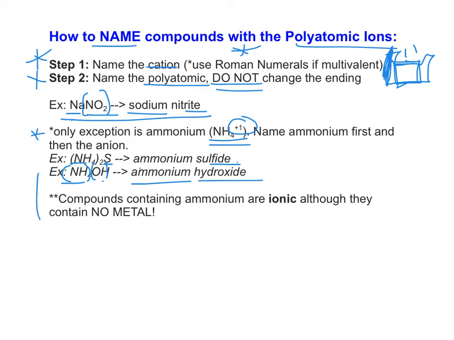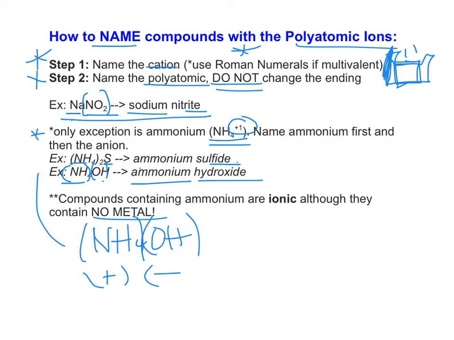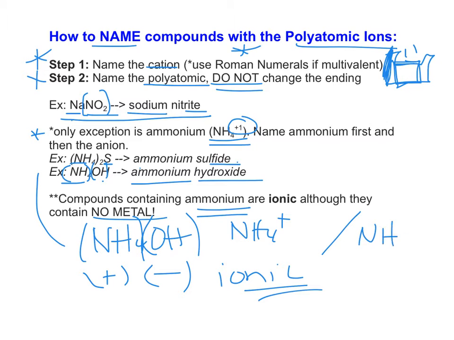A common mistake is to not recognize ammonium hydroxide as ionic. There's no metal, which would typically be a covalent compound, but because these are 2 ions, you have a full positive and a full negative, this is an ionic compound. So things containing ammonium, NH4+, not to be confused with ammonia, NH3. If you have an ammonium ion, it's an ionic bond.